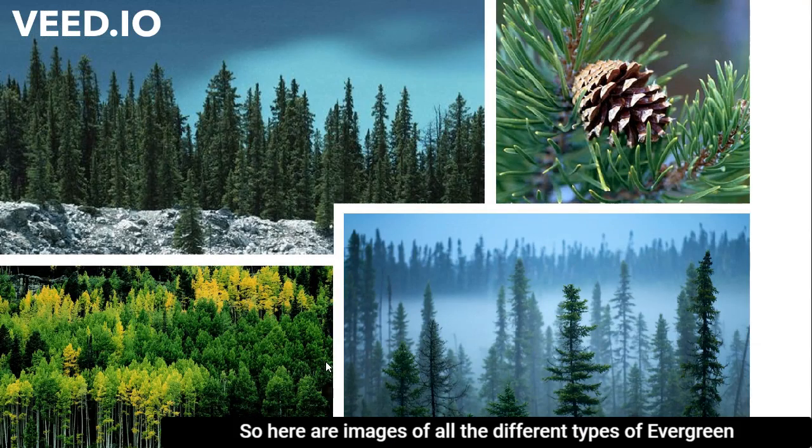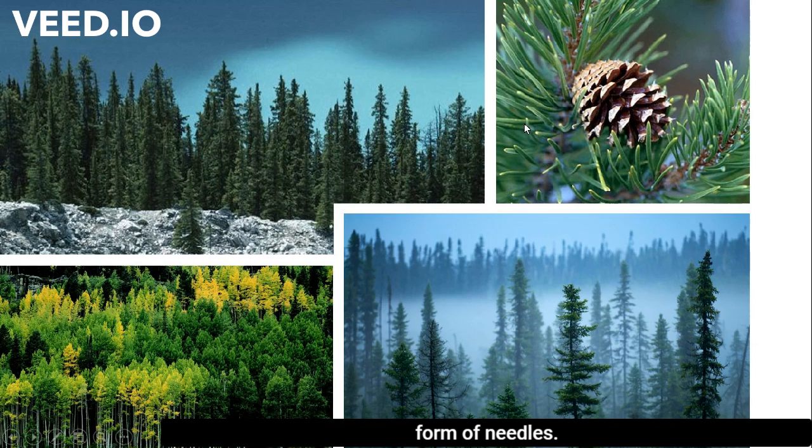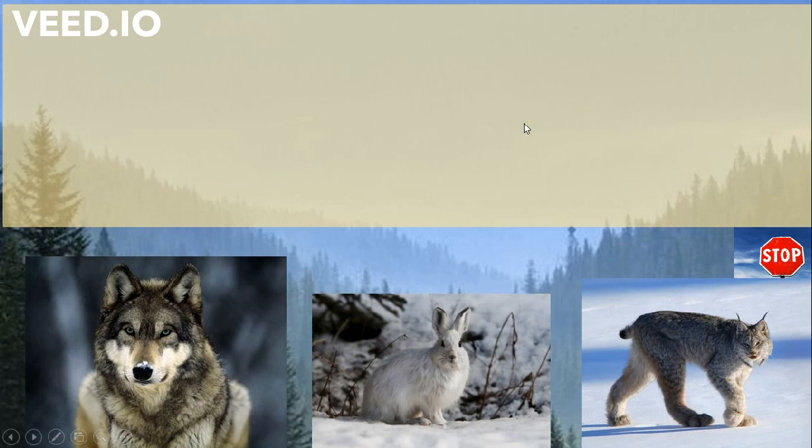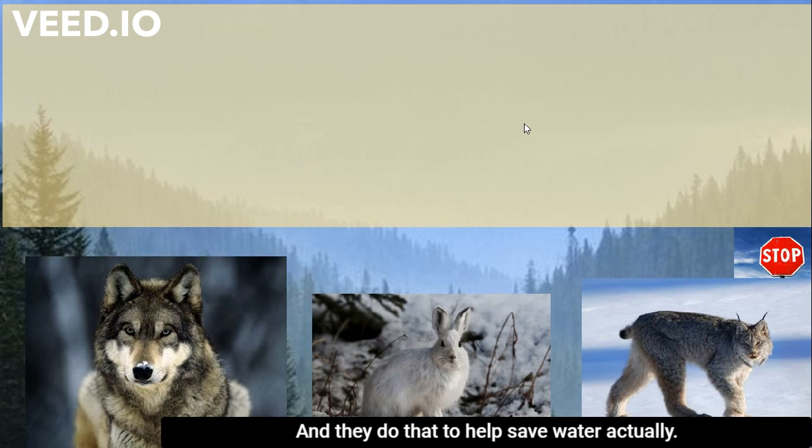Here are images of all the different types of evergreen and also conifer trees. And here are those seed cones. You can see they have modified leaves in the form of needles, and they do that to help save water actually.